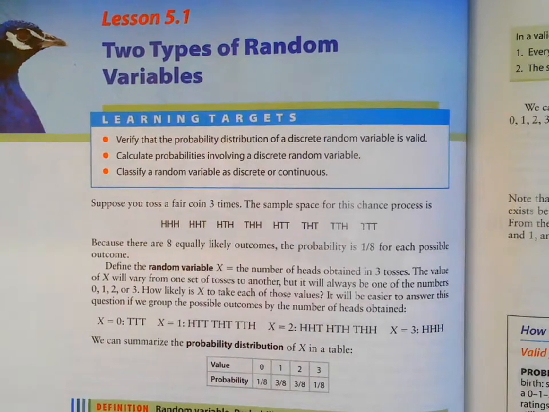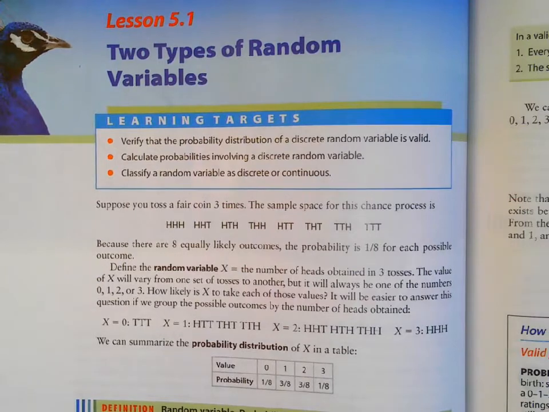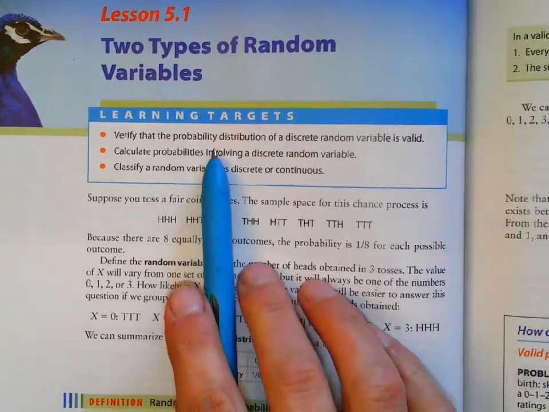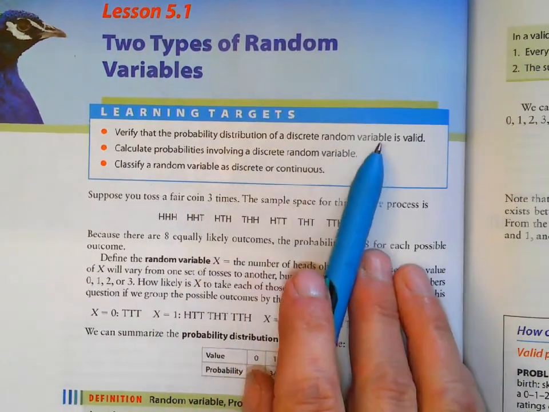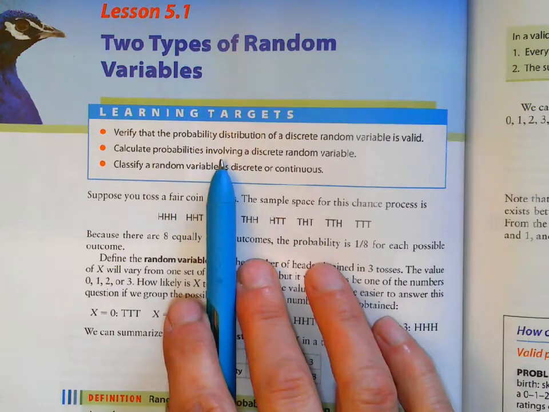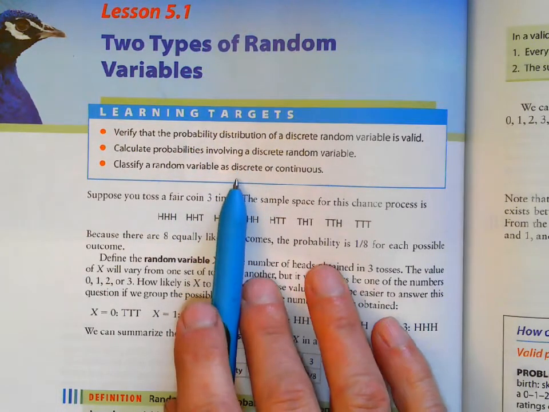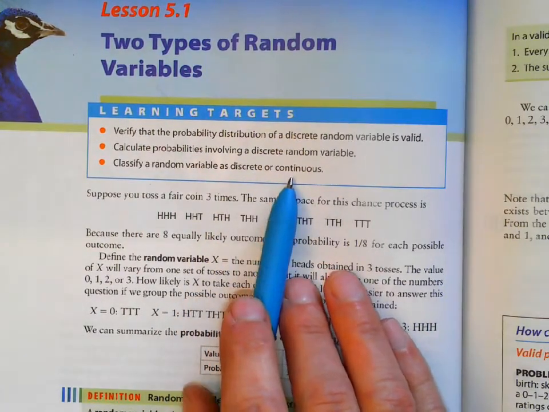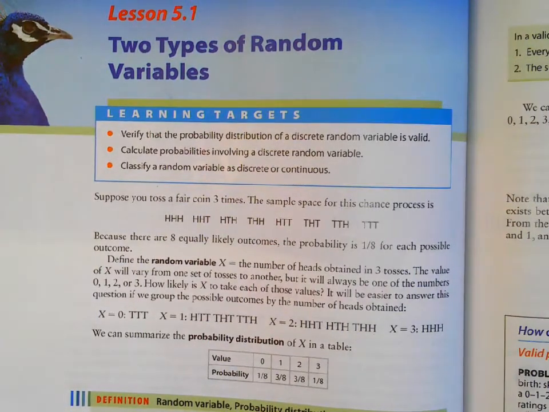Okay, we're going to be starting chapter 5 now. This chapter is about random variables. We'll get into what those are in just a little bit. We're going to verify that the probability distribution is valid. We're going to calculate probabilities involving discrete random variables. And we're going to classify those random variables as discrete or continuous. Later on we'll talk more about continuous, but we're just going to classify them first.